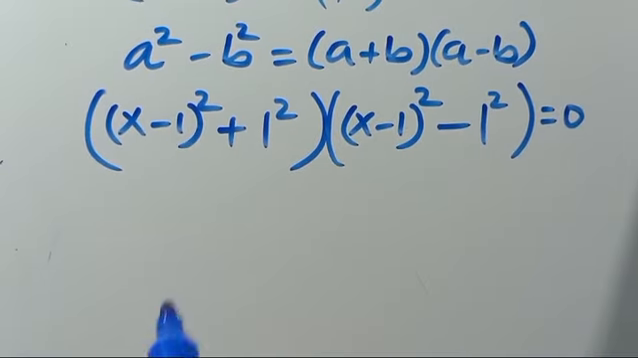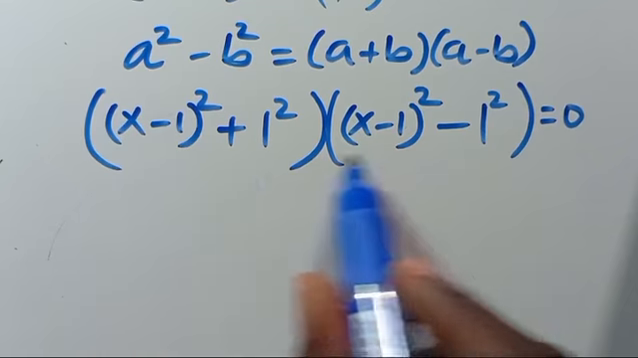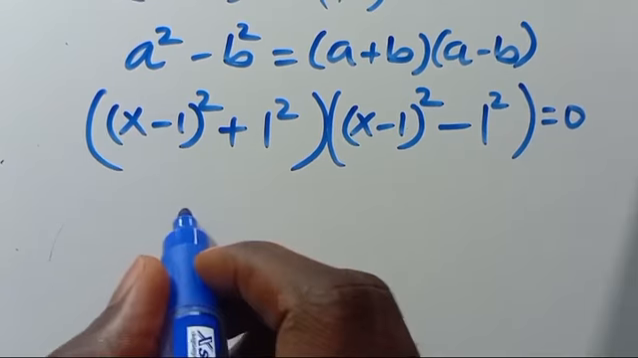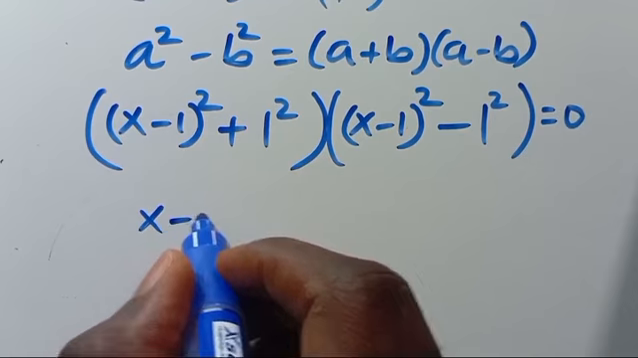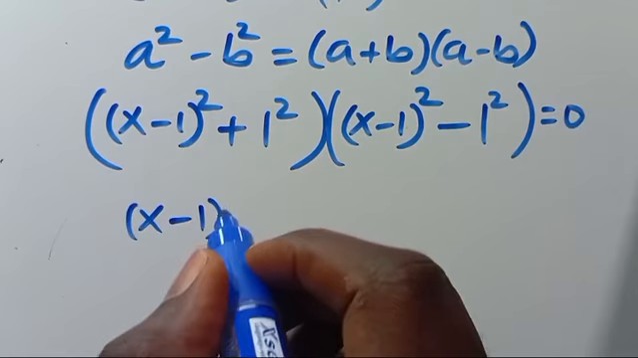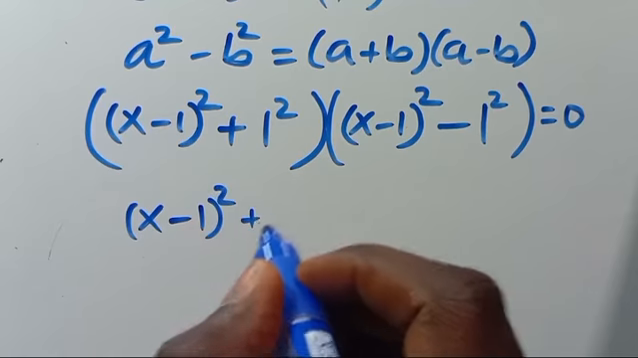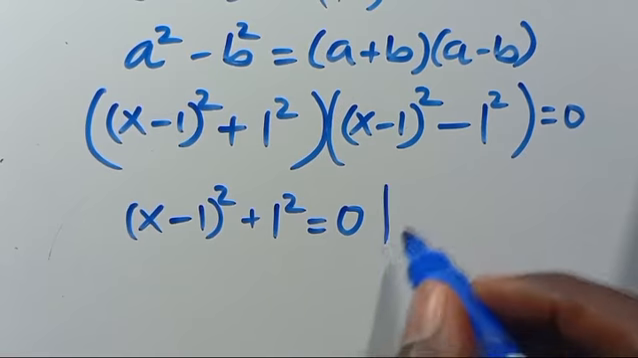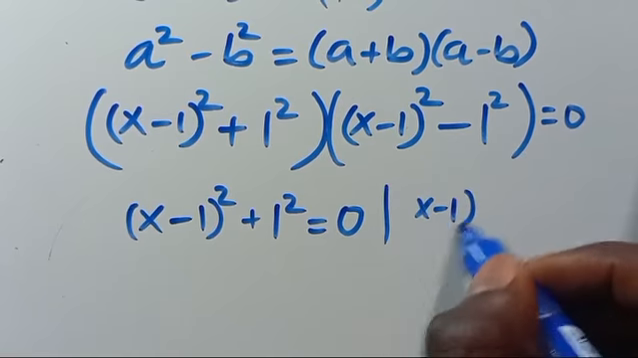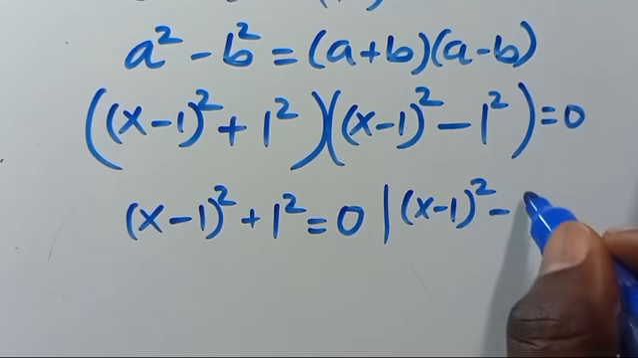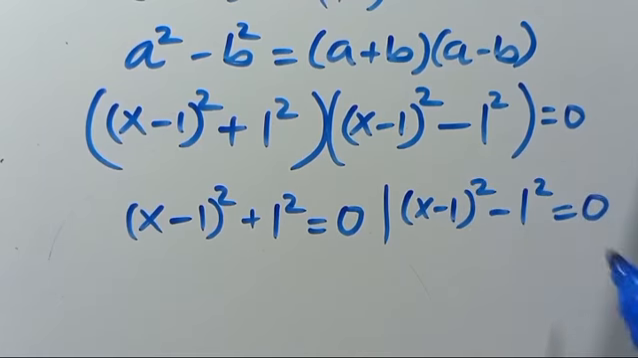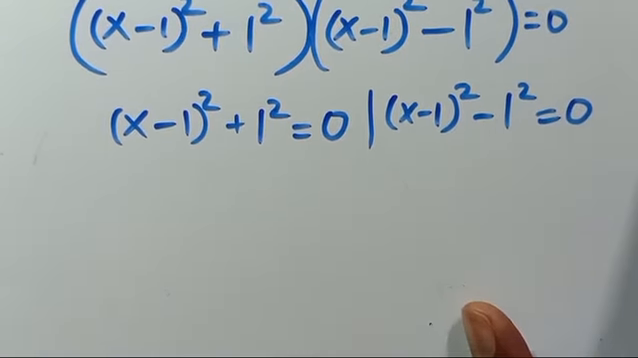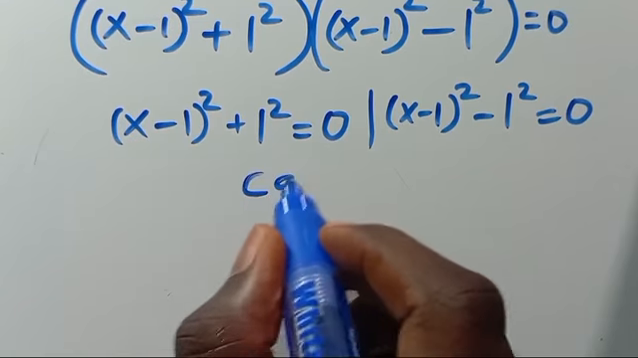Then what we are trying to say here is that for this particular expression to be equal to 0, either the first term is equal to 0, that is (x - 1)^2 + 1^2 = 0, or the second term is equal to 0, (x - 1)^2 - 1^2 = 0, before we can have this expression equal to 0. Then let us pick it one after the other. Let's say we have case 1.